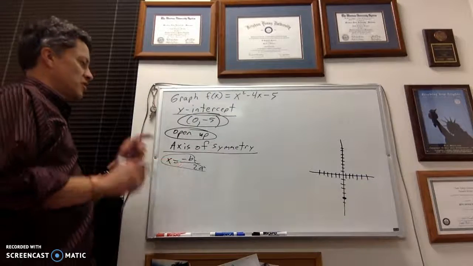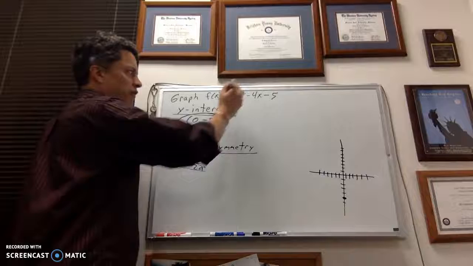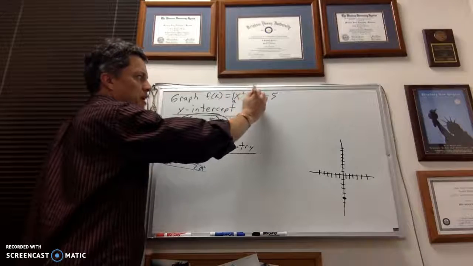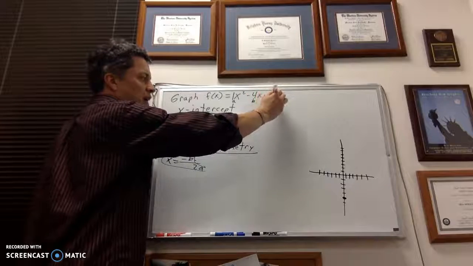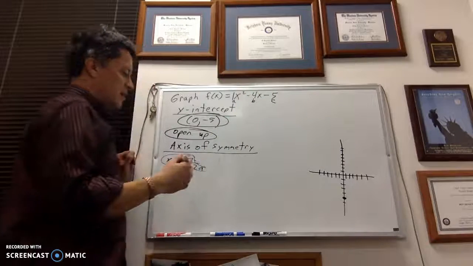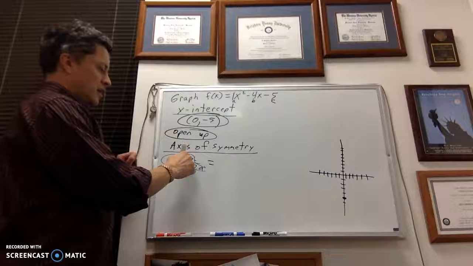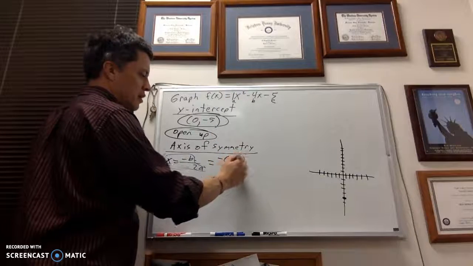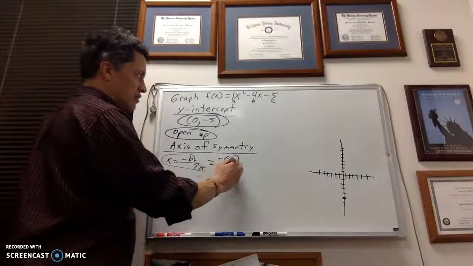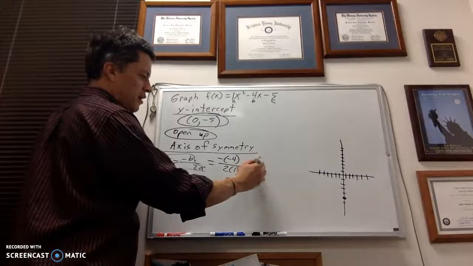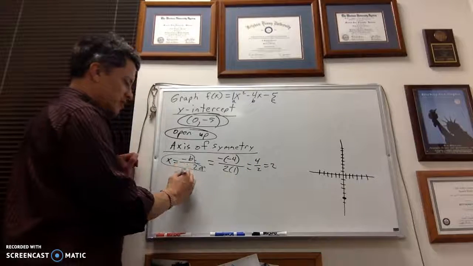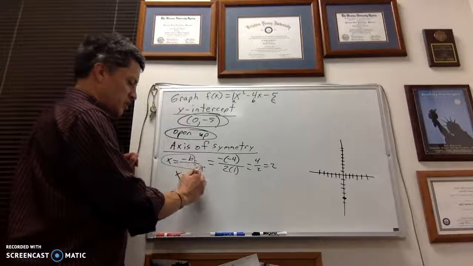So there it is. My leading coefficient here is 1, right? I'm going to call that A. My negative 4 is B, and my negative 5 is C. So the negative of B, so the negative of negative 4, over 2 times A, so 2 times 1. Well, let's see, that's 4 over 2, which is 2. So my axis of symmetry is x equals 2.